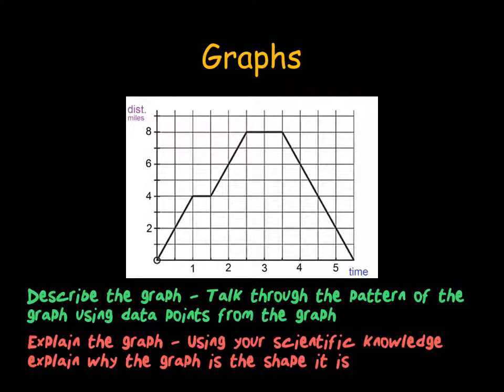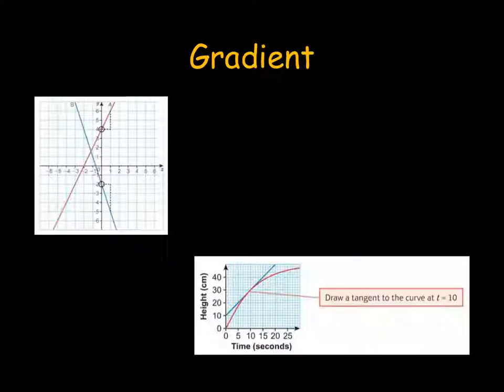Graph questions are very common in biology and chemistry as well, for example in the denaturing of enzymes questions, or when we are looking at rates of reaction. Again, these graphs can be described to talk through their shape. For example, the rate increases to a certain point and then drops off. They can also be explained. For example, the rate increases as temperature increases before the enzyme denatures, and then the rate of reaction decreases.